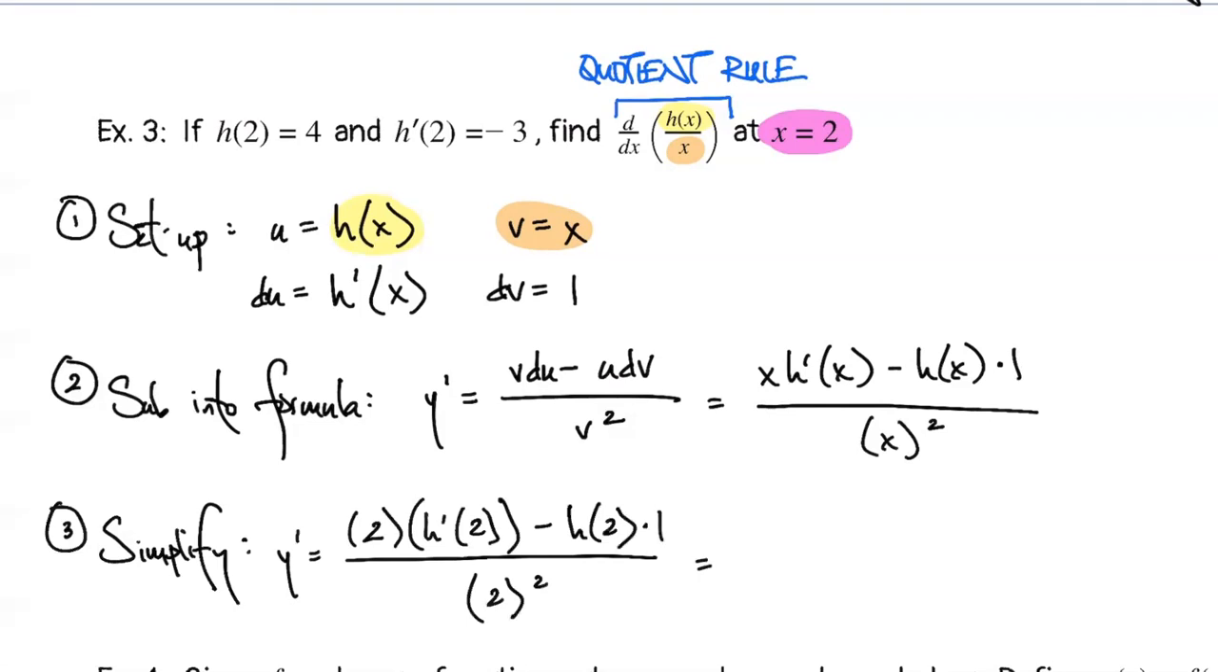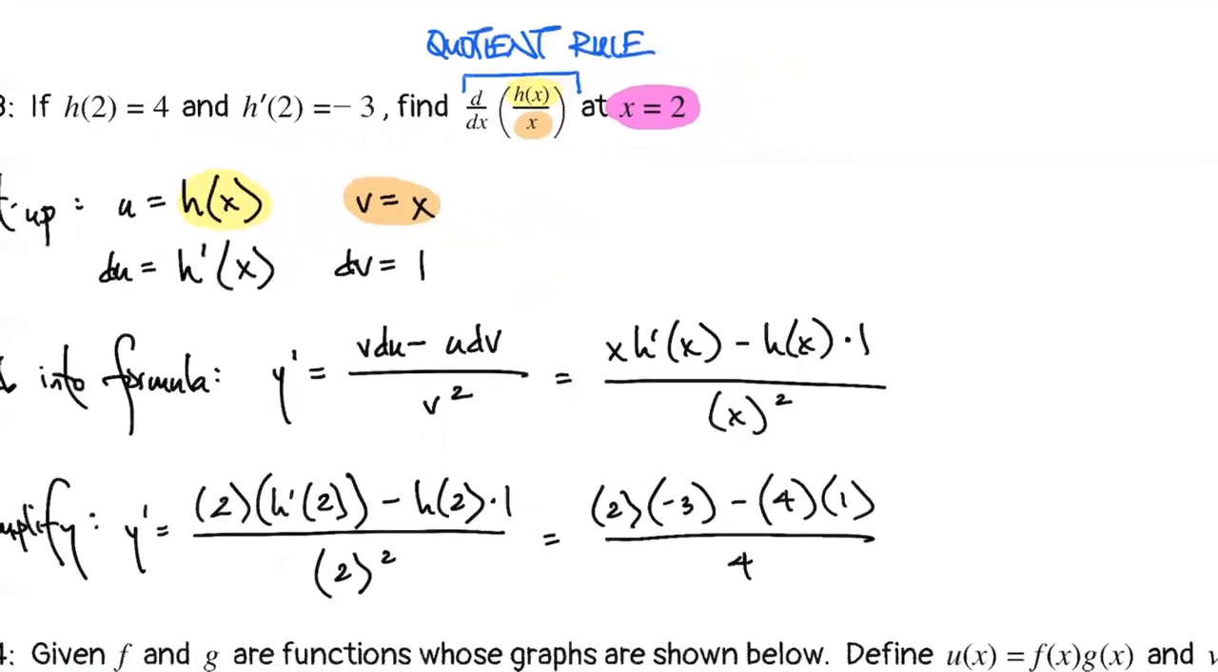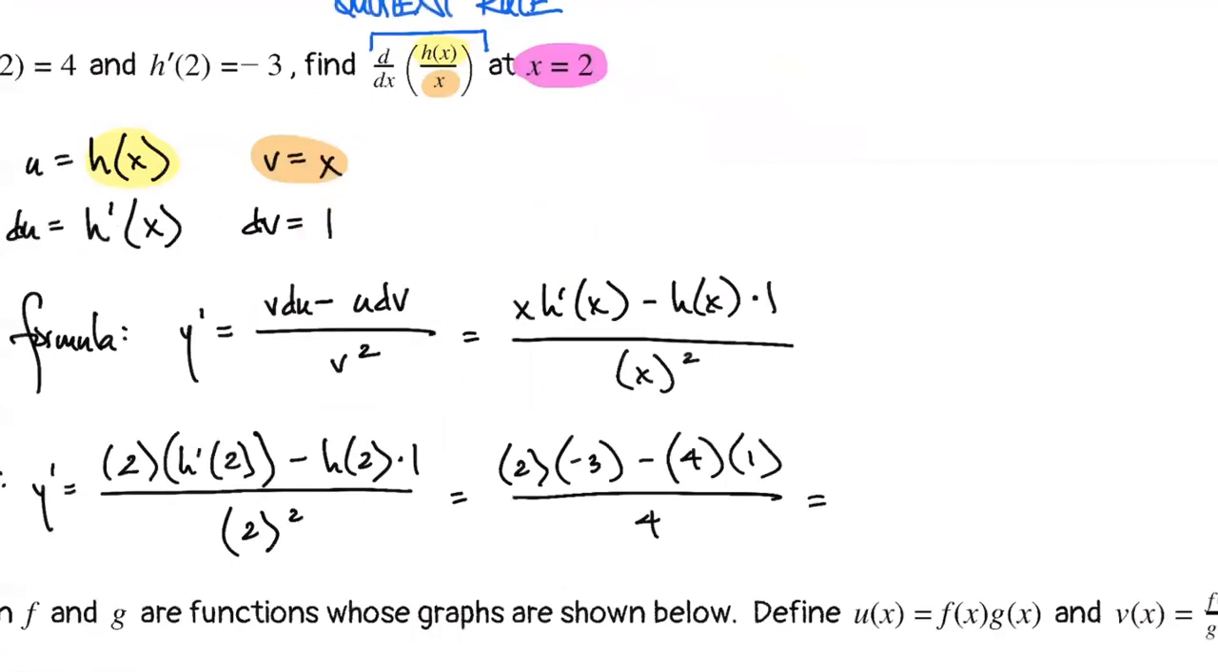And now we can use the earlier suggestion that everywhere we see an h prime of 2, we can plug in -3. So 2 times -3 minus everywhere we see h of 2, we can plug in 4 times 1 over 4. We're going to be really careful about our mental math here. We're going to get -6 minus 4, which is going to give us -10 over 4. This is a fairly straightforward simplification, so we'll leave it as -5 over 2.